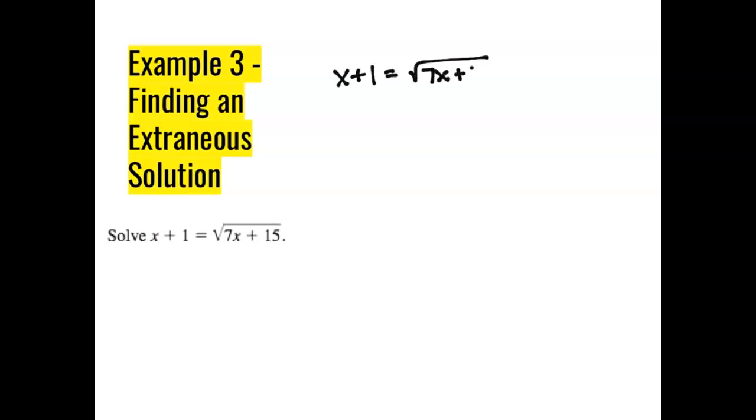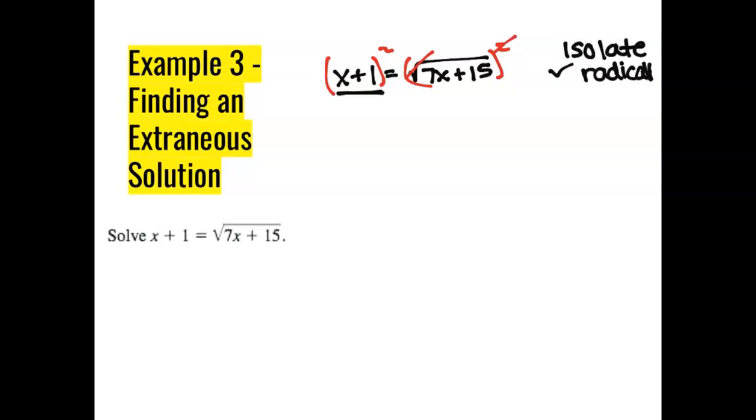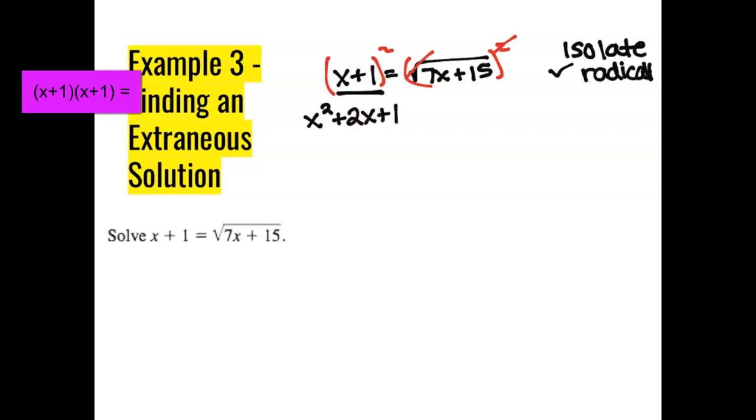So the first thing I always want to do is isolate my radical. Right now, that has already happened, so my radical is by itself on the right side of the equation. So my first step is going to be to square both sides to undo this square root. And remember that when I'm squaring the left-hand side of the equation here, I have to FOIL because this is a binomial. So that's going to leave me with x squared plus 2x plus 1 equals 7x plus 15.